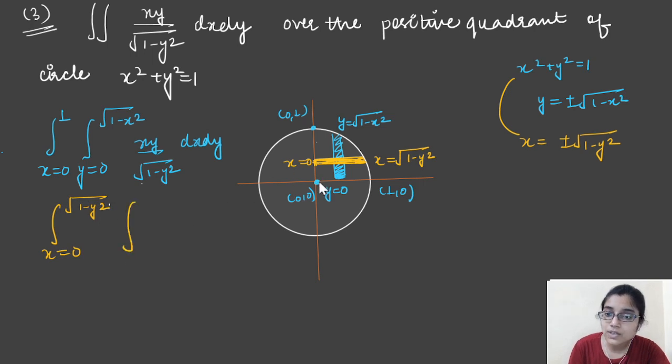And then you see from bottom to top, here we have y equal to 0, and the topmost point is y equal to 1. So y is from 0 to 1. We have xy, with x from 0 to square root of 1 minus y square, dx dy.